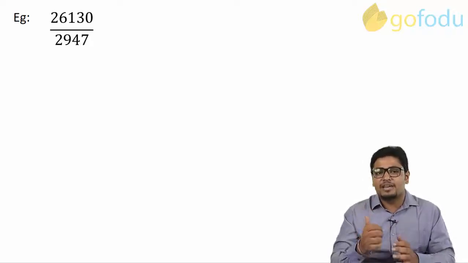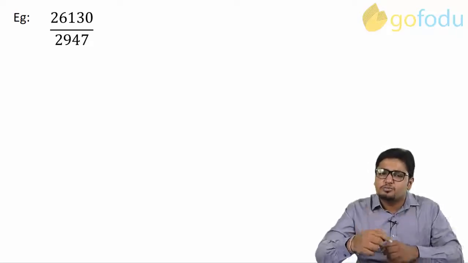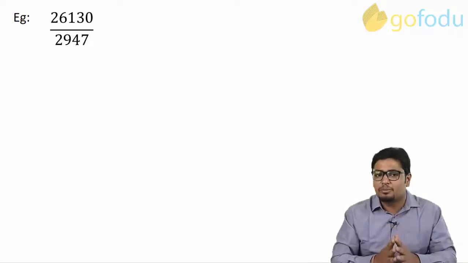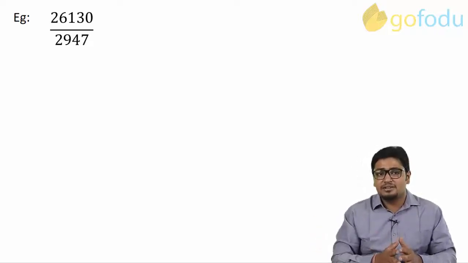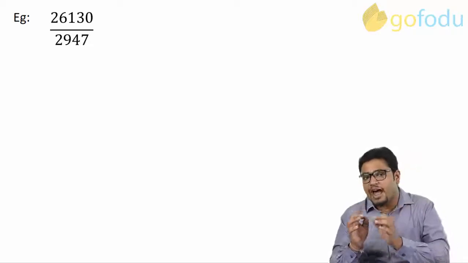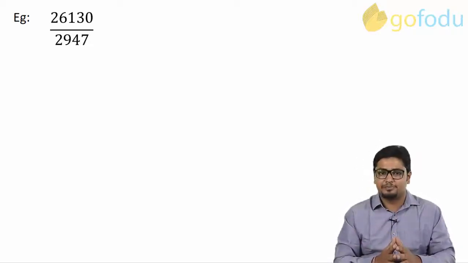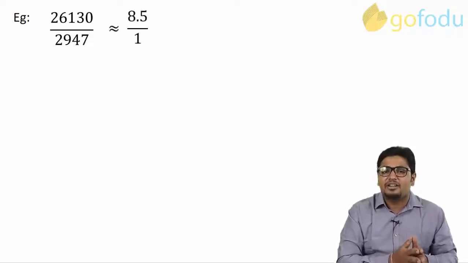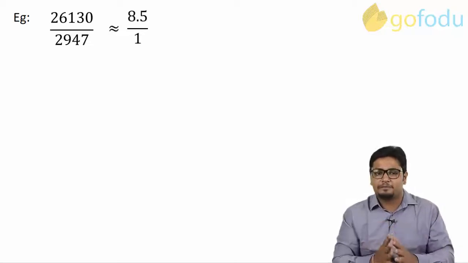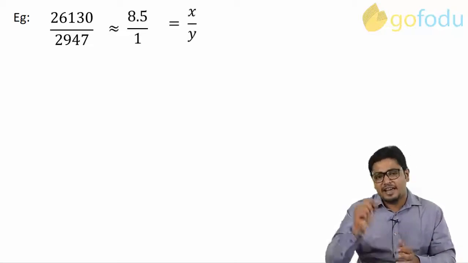Looking at this ratio, we can easily tell that the numerator is more than 8 times the denominator, but at the same time it is less than 9 times. This is the guess that you will have to make. Even a long shot would do, but the closer the guess, the more accurate will be the final answer. So we assume the mid value between 8 and 9, say 8.5. So this ratio can be approximately written as 8.5 by 1. Let's assume this as x by y.